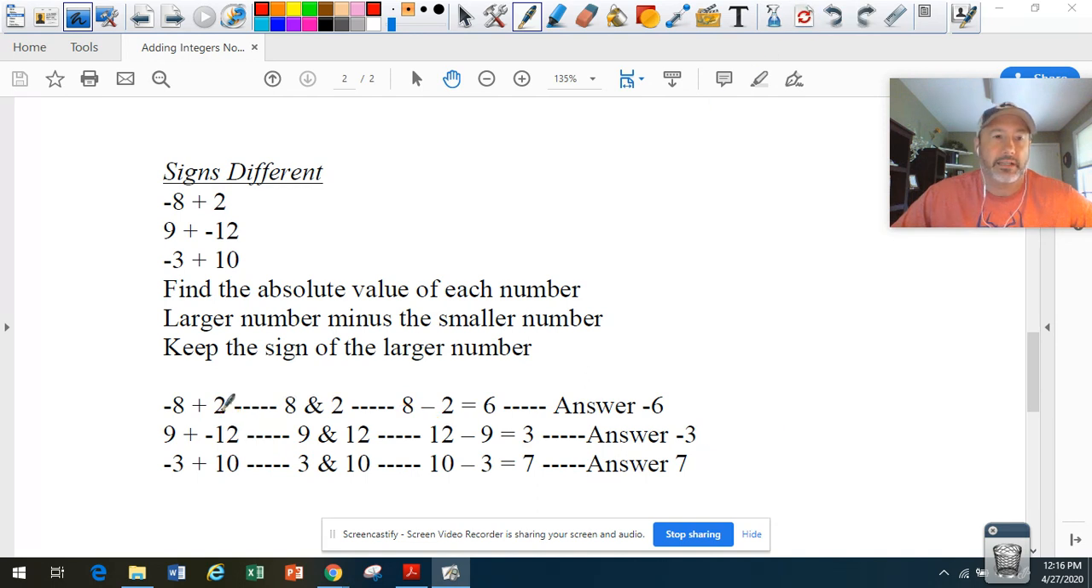Okay, last one. Let's try this one here. -3 plus 10. Absolute value of -3 is 3. Absolute value of 10 is 10. Larger number minus the smaller number. 10 minus 3 is 7. Okay, now we got to determine, is it going to be a +7 or a -7? Well, 10's my larger number here. Let's look back here at this 10. Hey, that 10 is positive. So guess what? My answer over here must be positive also. So my answer here is +7. Okay, you need to rewatch that. Make sure you go back and rewatch that so you understand the rules.